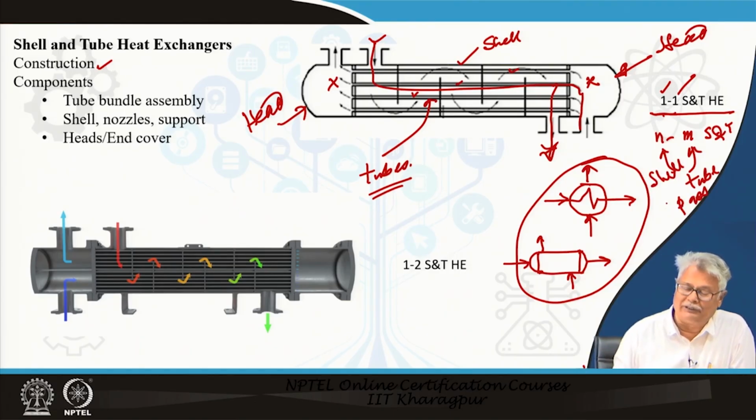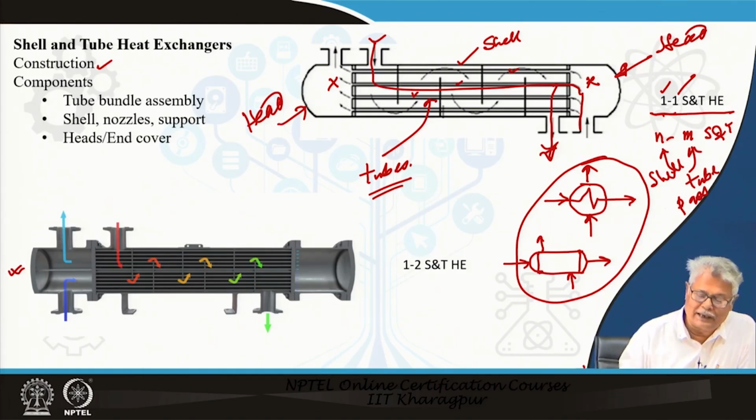So, that is the convention. Now, let us focus on another diagram that we have here. What we have here is something like this. We can see the tubes. We also see that the tube side entry is from where? The tube side entry is from here. And where is the exit?